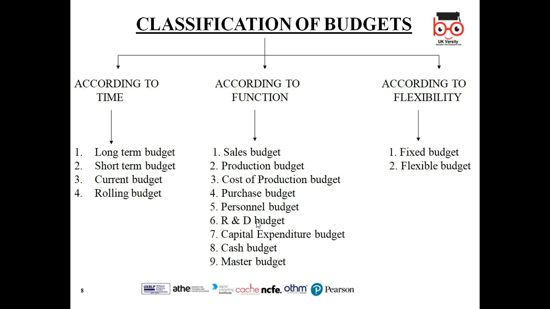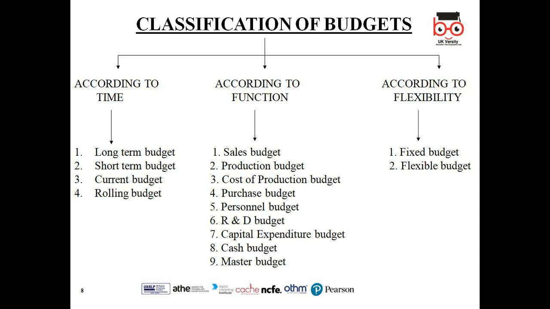Capital expenditure budget. Capital means you're buying some asset like property, plant, machinery. If you make a budget for it, that budget will be known as a capital expenditure budget. Cash budget means how much money will be in and out of the business. Master budget is the overall budget for the organization. That's called master budget. Whole country budget is a master budget.